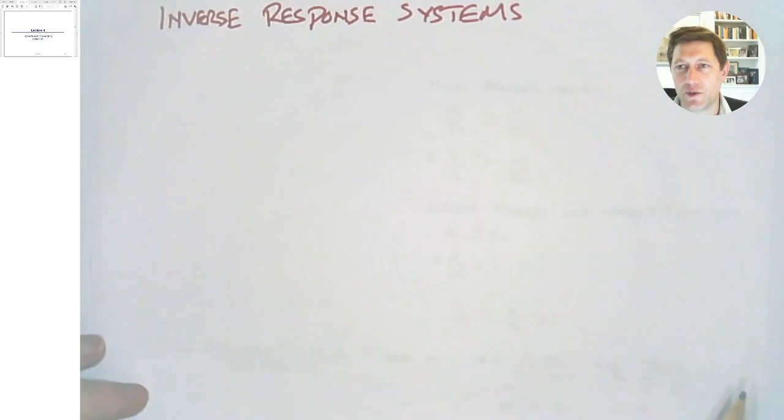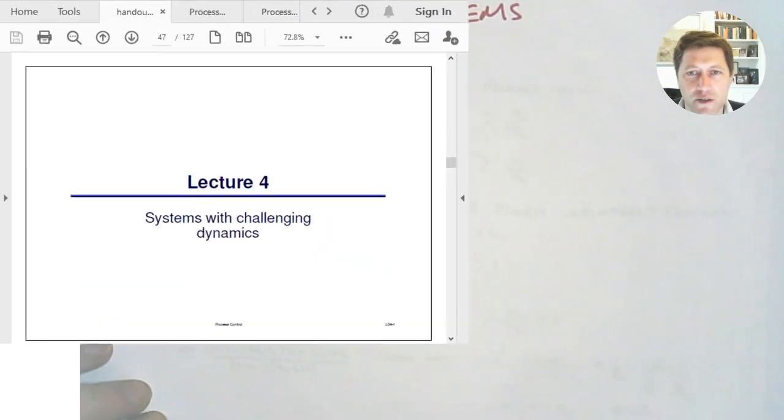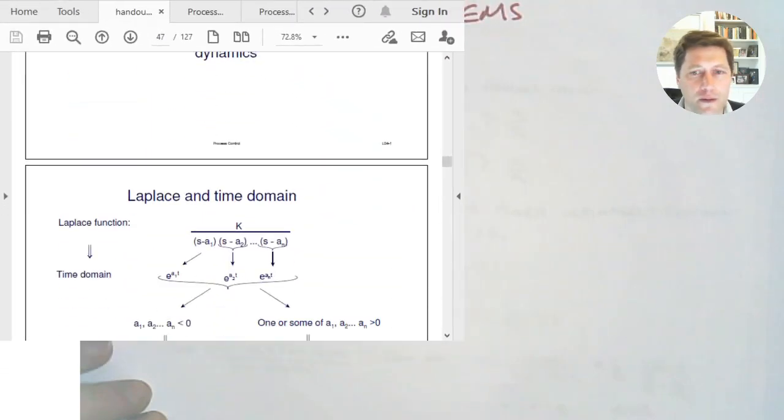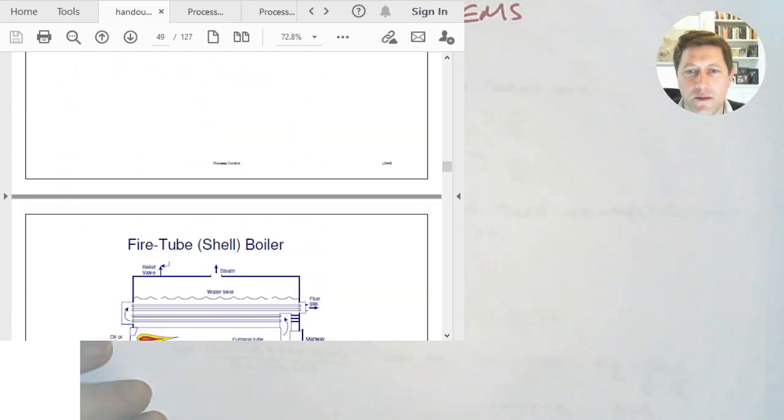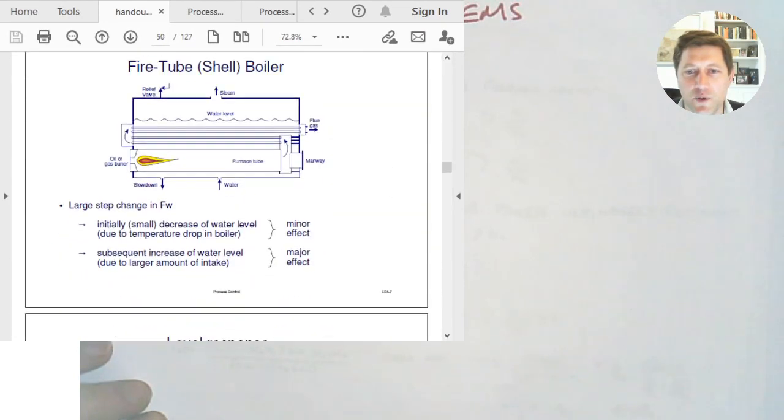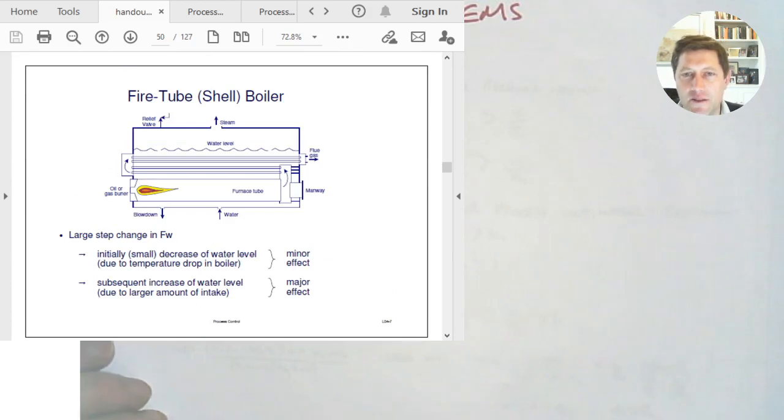Our next example is called the inverse response system, and I'll show you that on the lecture handout notes that you've got. So this is an example we'll look at in the first place. This is a fire tube boiler.